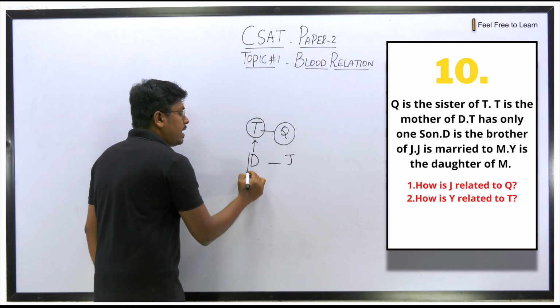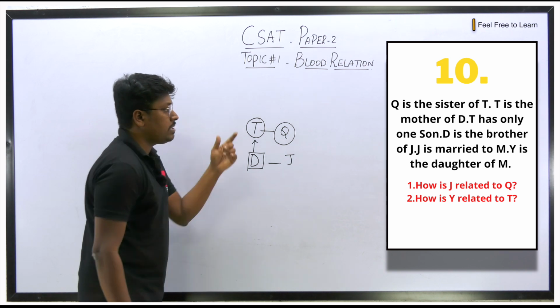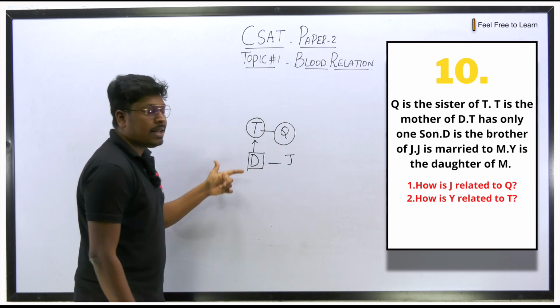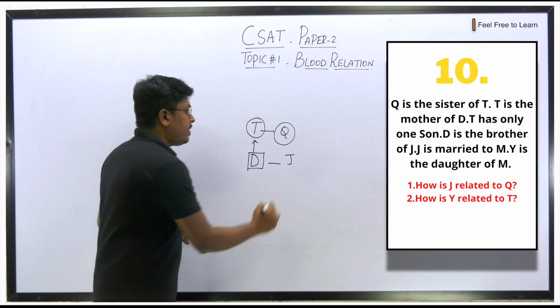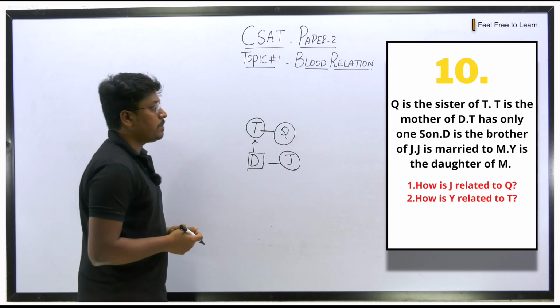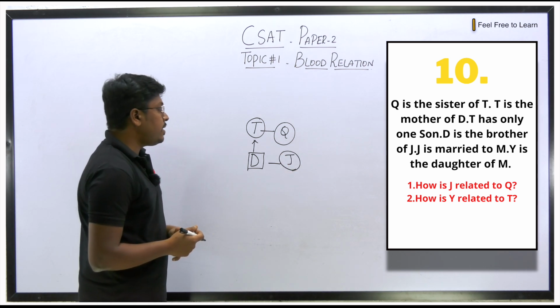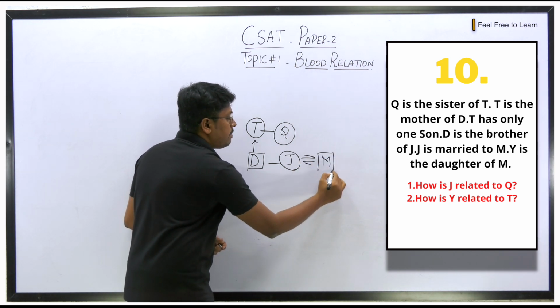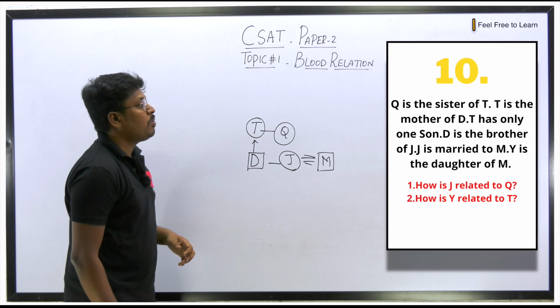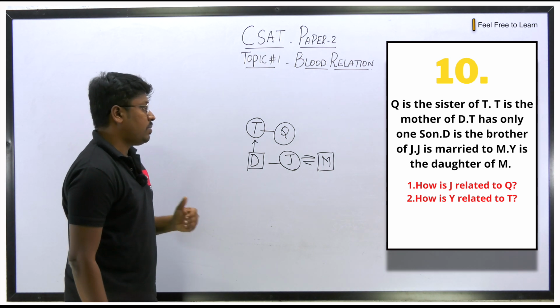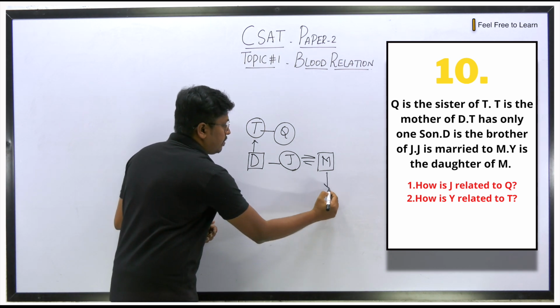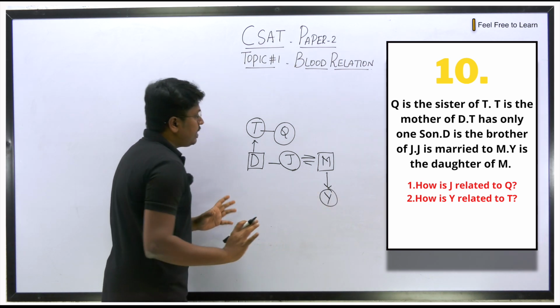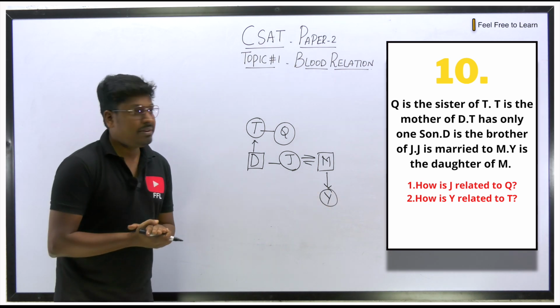So if J is calling D as a brother, and according to the question, we already know that the person T has only one son. So definitely J will be the daughter. Got it? So J is married to M, so M will be the male person here. Next point, Y is daughter of M. That's it. So finally we have drawn the tree diagram for the given passage.